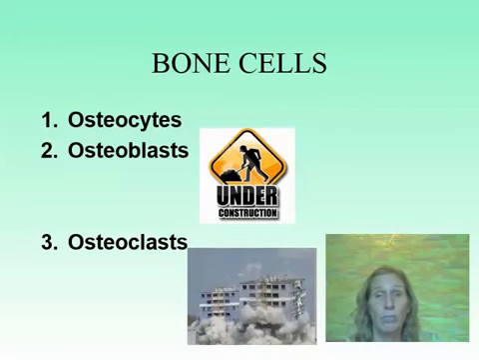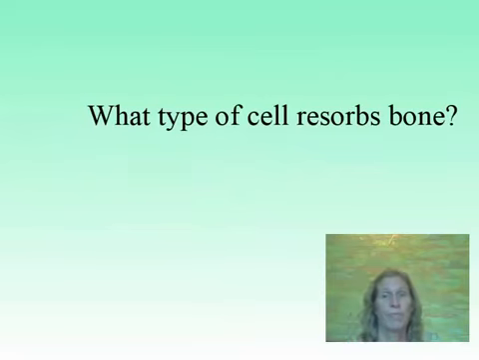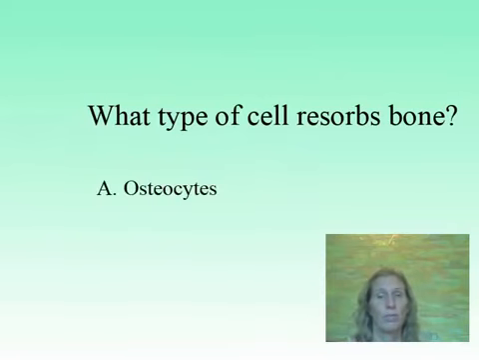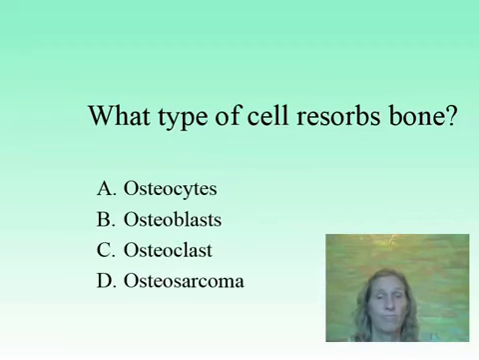Osteoclasts are just the opposite. Osteoclasts destroy bone tissue. So if you need calcium in your body and you're not getting enough in your diet, the osteoclasts will become active and resorb the bone to provide the calcium to your blood. The correct answer is C, osteoclast.